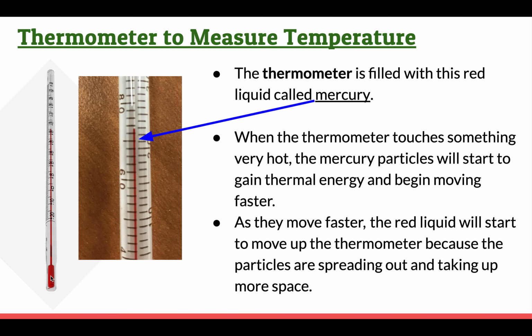And just like in the balloon, when the particles move faster, the red liquid will start to move up the thermometer. It's going to start to move up because the particles are spreading out and taking up more space, like the balloon particles, the air particles in the balloon. As they move faster, they start to take up more space. So the red liquid is going to go up the thermometer because it's spreading out.